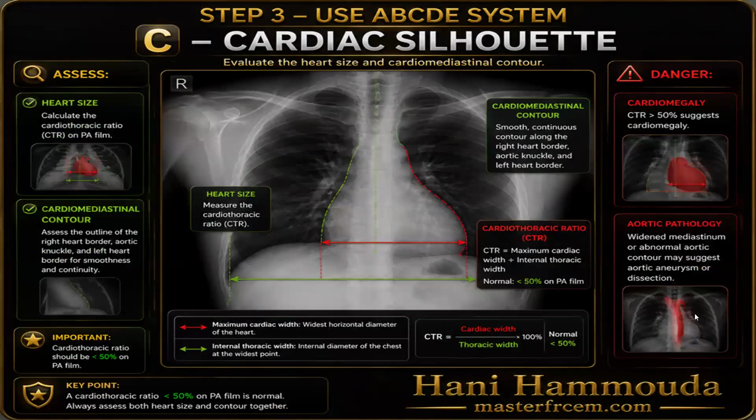Then C, circulation. Check the heart and aorta. Check the heart size and cardiomediastinal contour. So mention the cardiothoracic ratio should be less than 50% on PA film. So check the size of the heart and intrathoracic width. Then check the mediastinum. If wide, it means aortic rupture or injury.